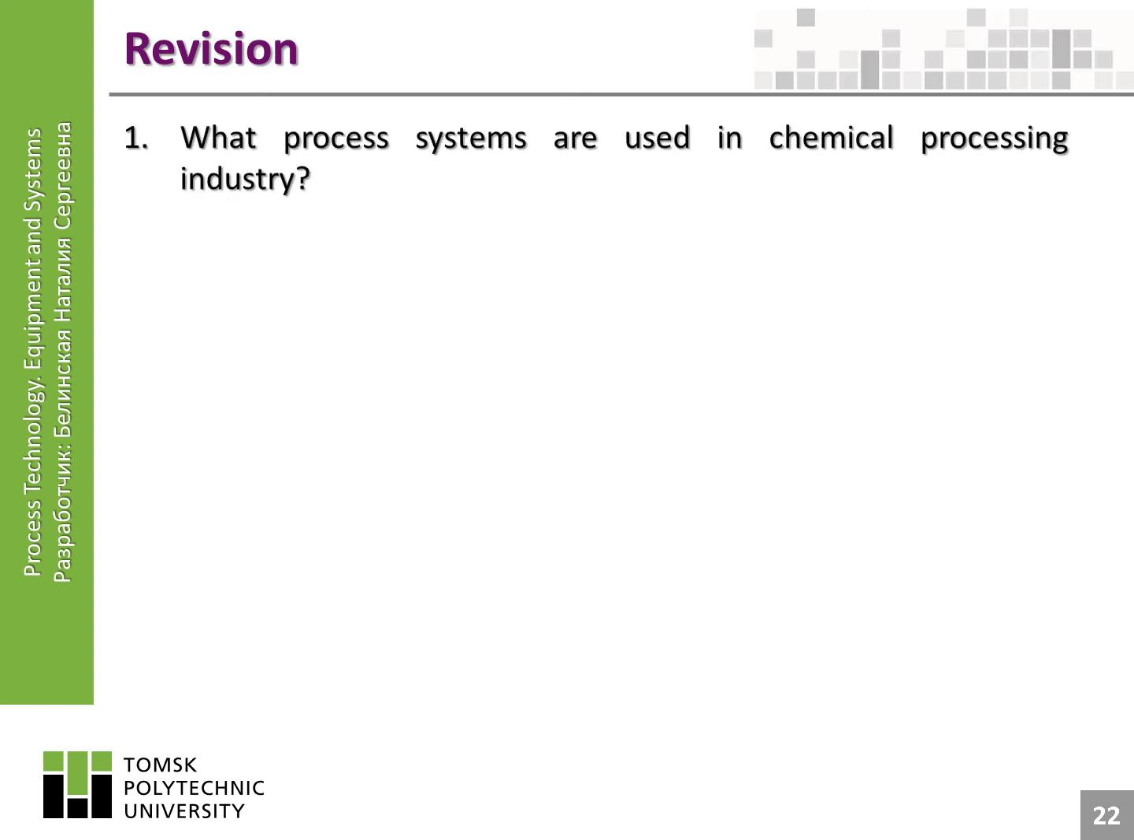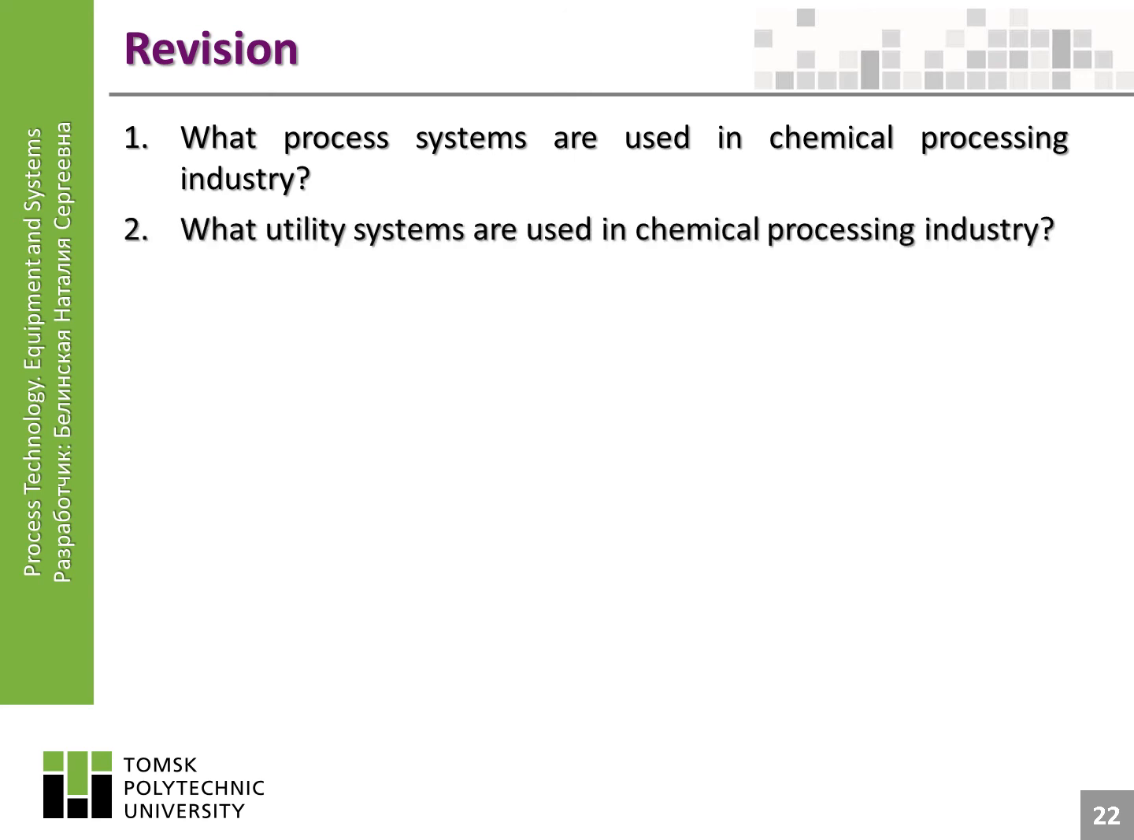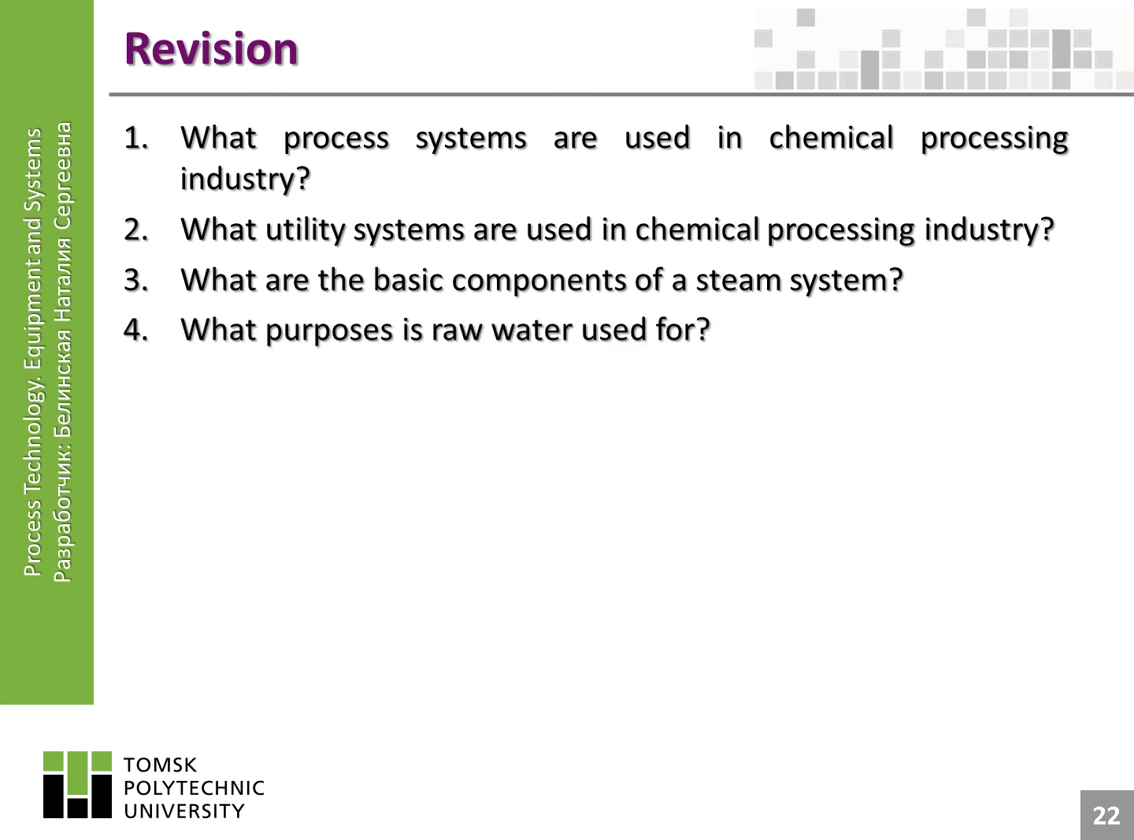To revise the learned material, answer the questions. What process systems are used in chemical processing industry? What utility systems are used in chemical processing industry? What are the basic components of a steam system? What purposes is raw water used for? What purposes is fire water used for?